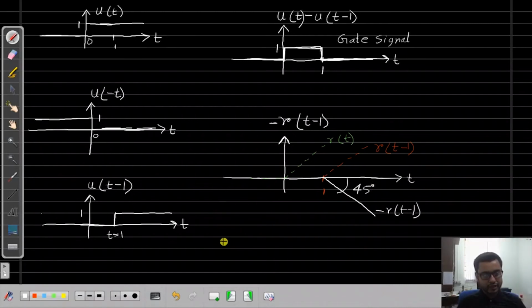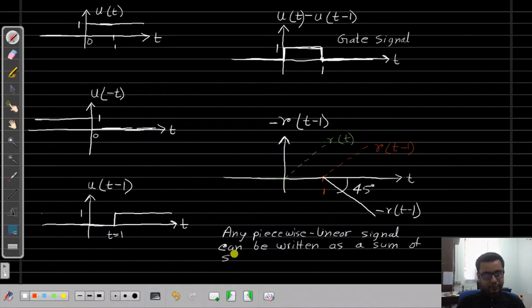Now let me tell you a very interesting fact that any piecewise linear signal, that means a signal which is composed of small straight lines, can be written or expressed as a sum of step and ramp signals.